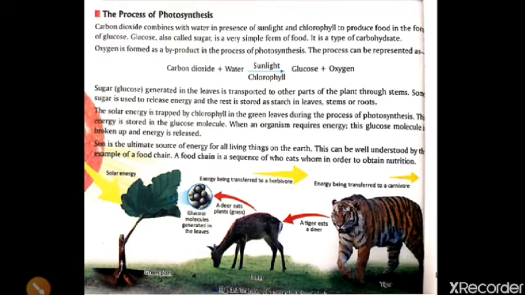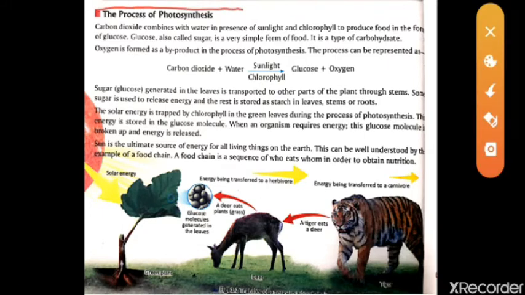So we all had seen that in the previous video we had studied about the autotrophic mode of nutrition. That means the one who can make their own food is known as autotrophs. So they were making the food by a process that is called photosynthesis. So in detail today we are going to read photosynthesis in this video.